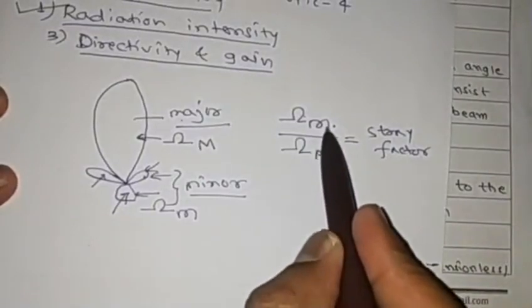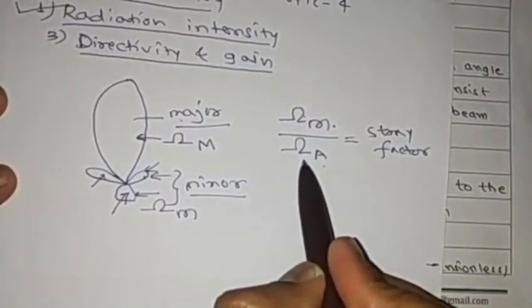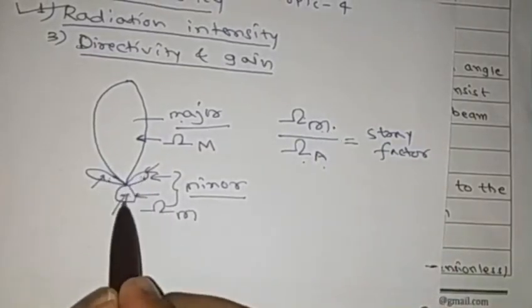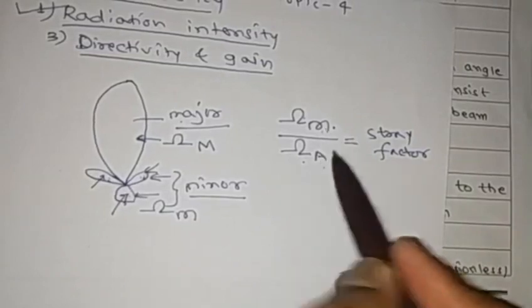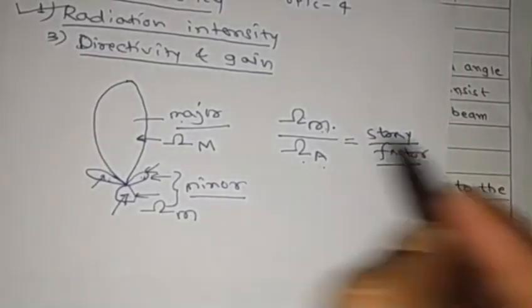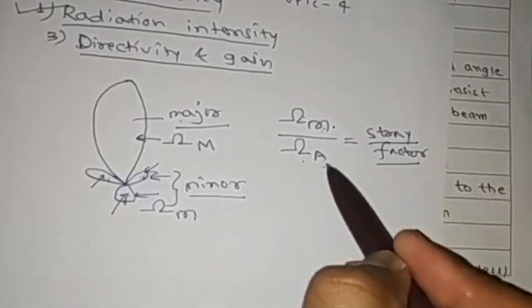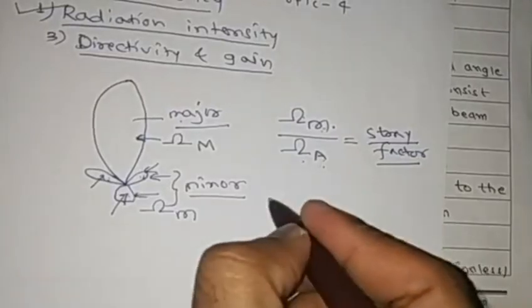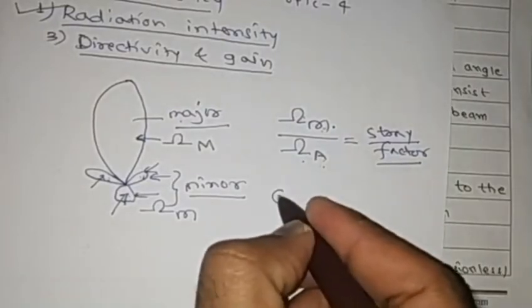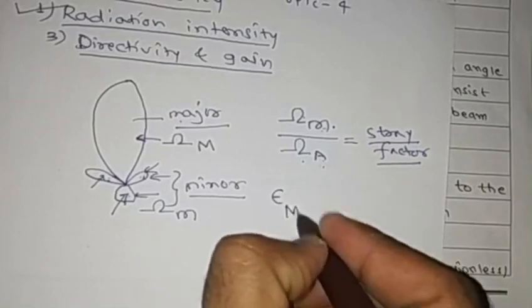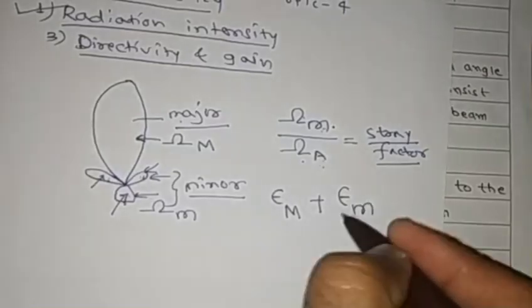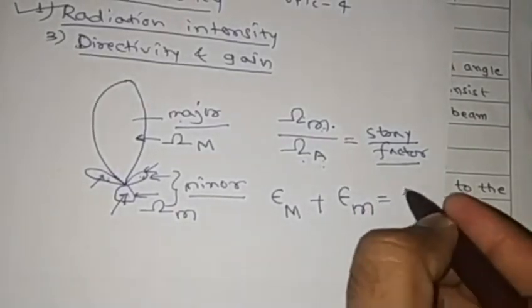Similarly, if you take the ratio of the beam area of the minor lobe to the total area, the minor lobe is the region in which the radiation pattern is not expected. So this ratio cannot be efficiency, but it is defined as the stray factor. You can see beam efficiency is a dimensionless number as it is a ratio of two identical quantities, and if we add the beam efficiency, indicated by epsilon capital M, plus epsilon small m, the stray factor, the total is 1.